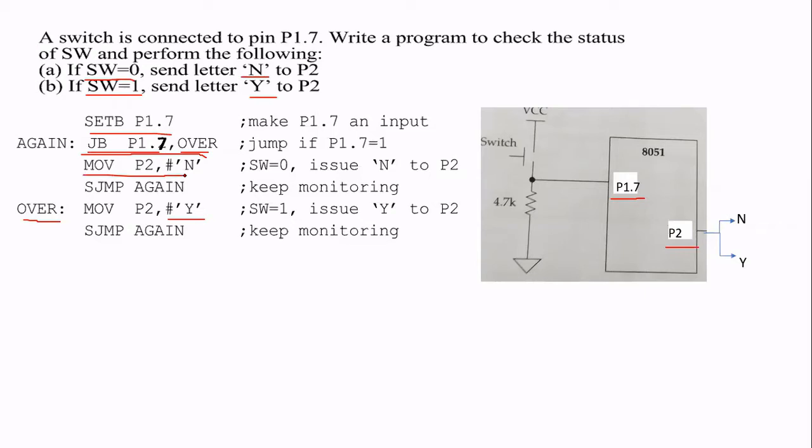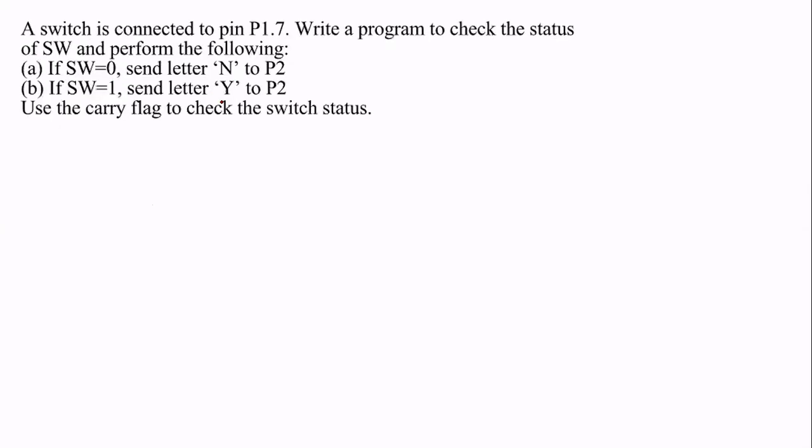So here I'll be moving the ASCII value of N to P2, and then I'll repeat this N number of times. So this is my program where we check the status of the port pin P1.7, which is connected to a switch, and if this bit or the switch is 0, then we'll be sending N. If not, we'll be sending Y. We'll go for the next example.